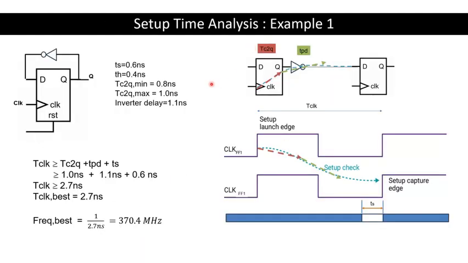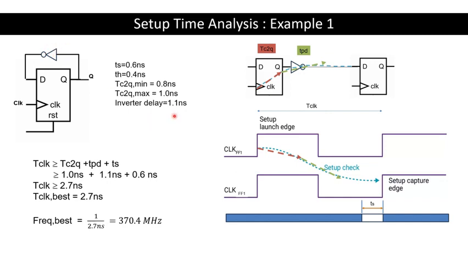Now let's look at an example of setup time analysis using a very simple circuit, which consists of just a D flip-flop and an inverter. This flip-flop has setup time 0.6 nanosecond, hold time 0.4 nanosecond, and clock to Q delay minimum 0.8, maximum 1.0. The inverter delay, the TPD involved here, involves only the one inverter, and its delay is 1.1 nanosecond.